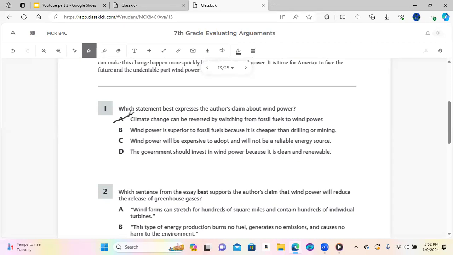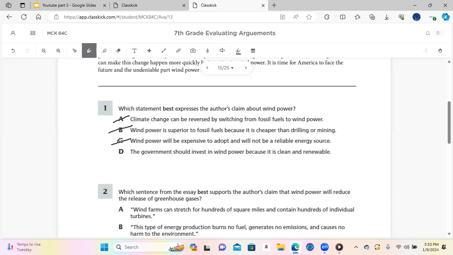B, is B correct? Wind power is superior to fossil fuels because it is cheaper than drilling or mining. Is that correct? So B is incorrect. It does not include the author's claim about why the country should invest in wind power. Let's look at C. Wind power will be expensive to adopt and will not be a reliable energy source. So choice C is incorrect. It states the critics' claim. This was a claim made by somebody who is criticizing the use of wind power.